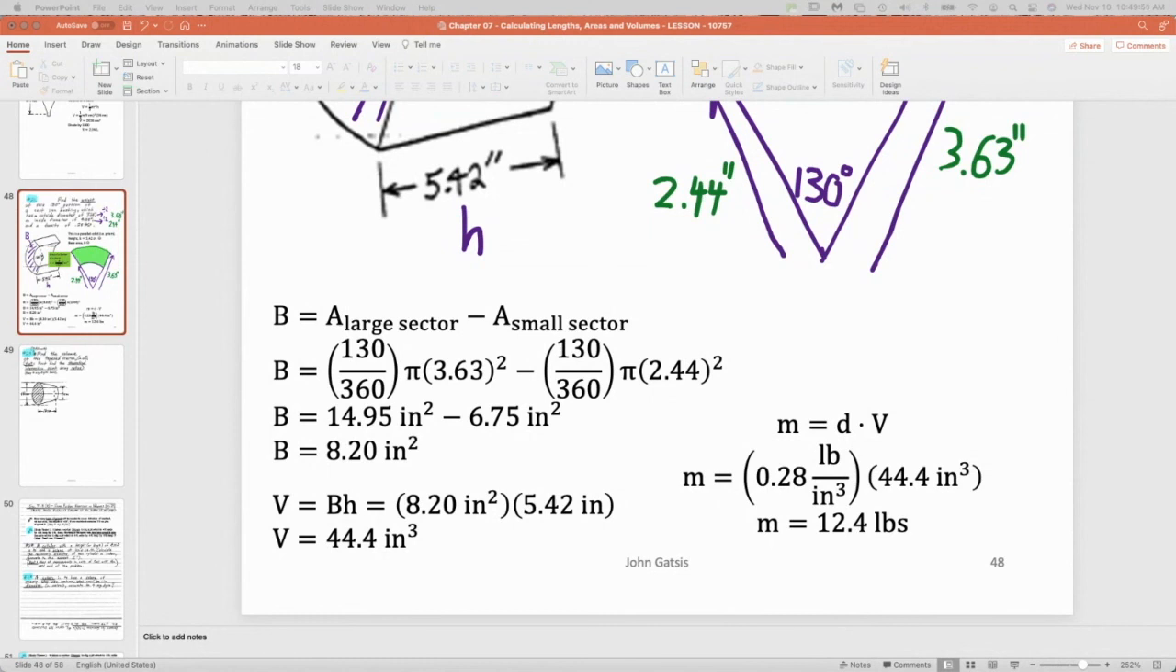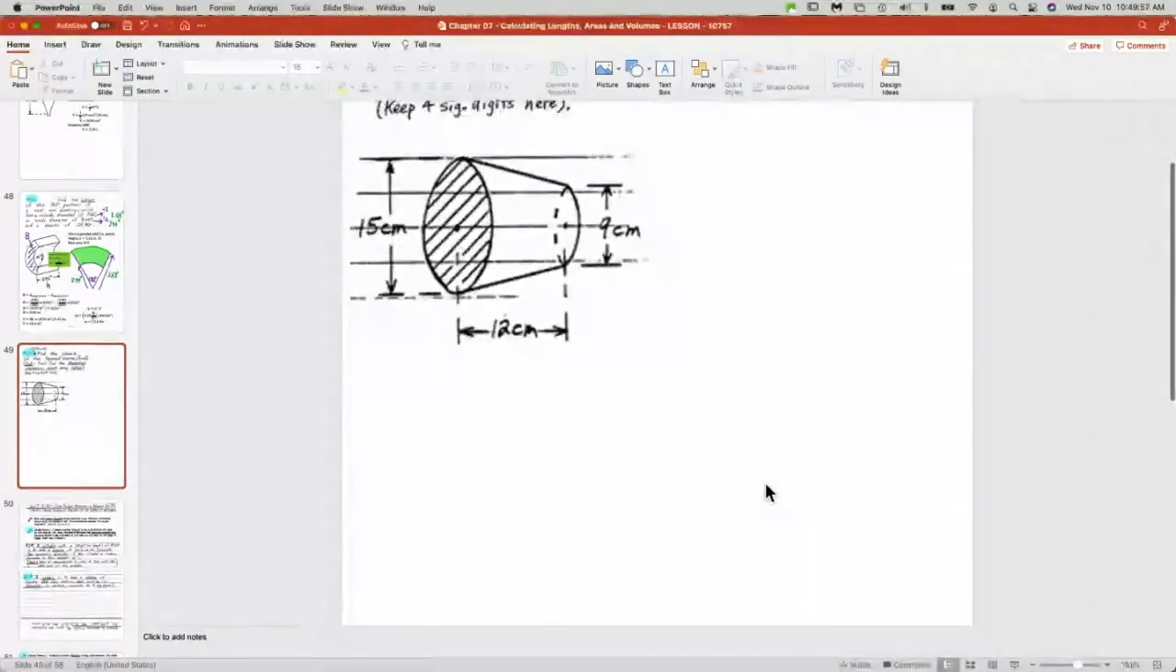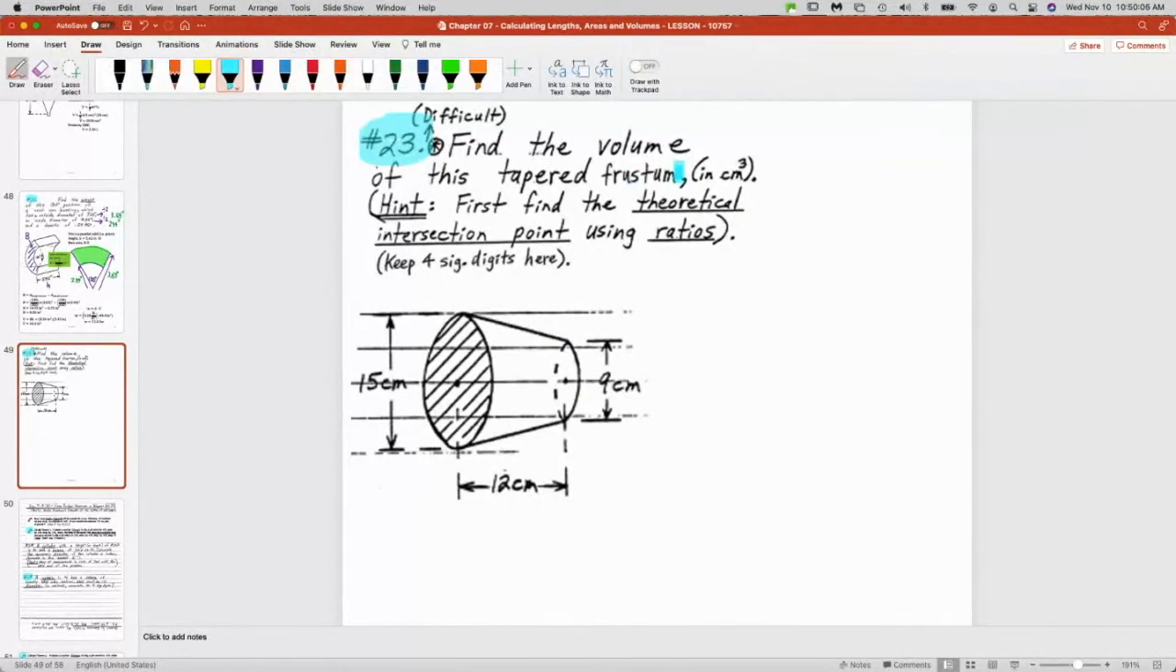So anyway, let's keep on going. I think we have time for one more. So 23. This is a frustum, okay? Now a frustum is when you have a cone or a pyramid where you cut the top off.